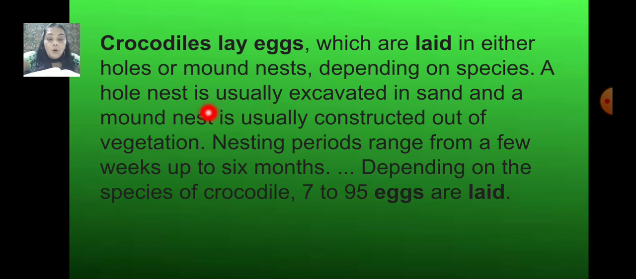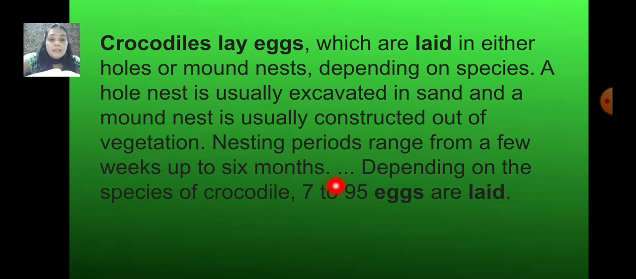So a hole nest is usually excavated in sand. So in sand it is excavating, it is making. And a mound nest is usually constructed out of vegetation. So sometimes it builds the nest also. Nesting periods range from a few weeks up to 6 months.